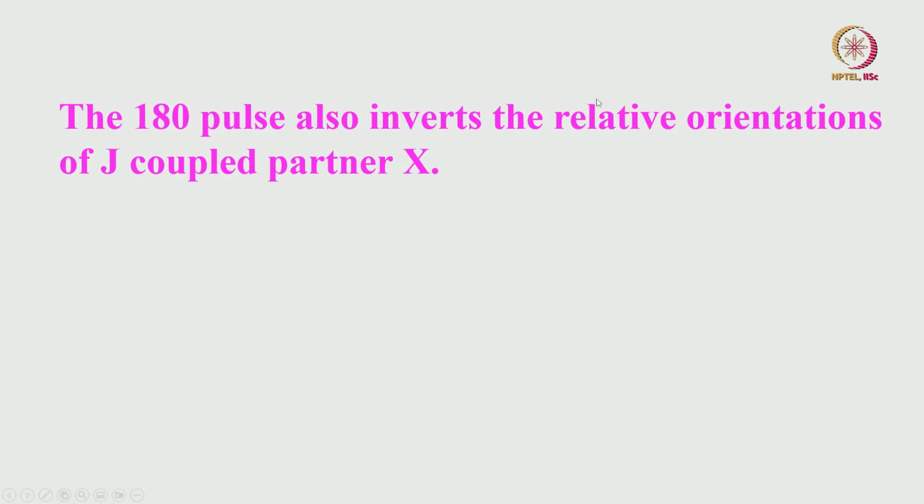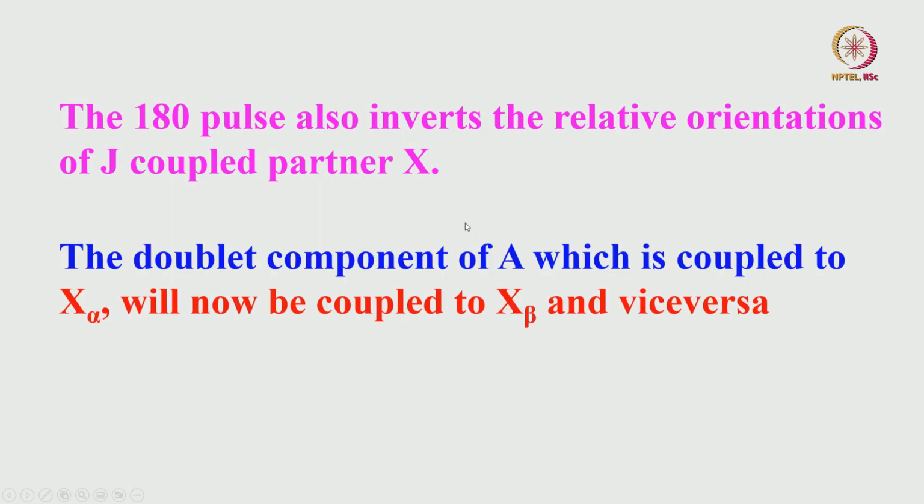But the 180 pulse also inverts the orientation of the X partner, that is, the alpha and beta of X. As a consequence, what happened? The doublet component of A, which is coupled to X alpha, will now be coupled to X beta. Remember, doublet A will have two components, A alpha and A beta. A alpha comes because of X alpha, A beta comes because of X beta orientation, but they get reversed now. So X alpha will now be coupled to X beta and vice versa.